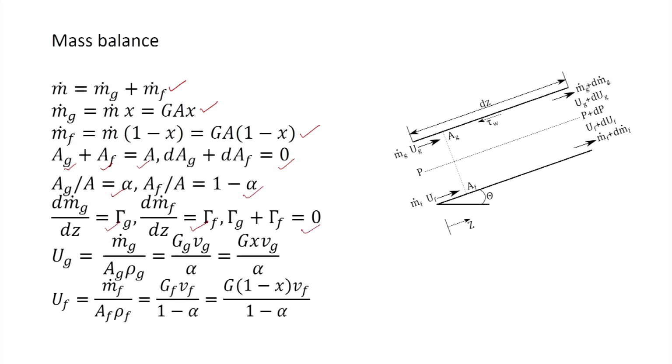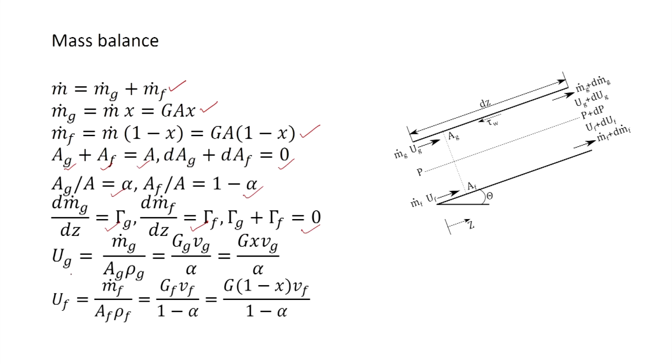Now, the phase velocities, as mentioned before, the two phases are allowed to flow with different velocities. So, the velocity of the gas phase will be given by m dot g upon A g rho g, and it can be converted into different forms: G_g v_g by alpha, and G x v_g by alpha. Similarly, the liquid velocity can be written as m dot f by A f rho f, or G_f v_f upon 1 minus alpha, or G(1 minus x) v_f upon 1 minus alpha.